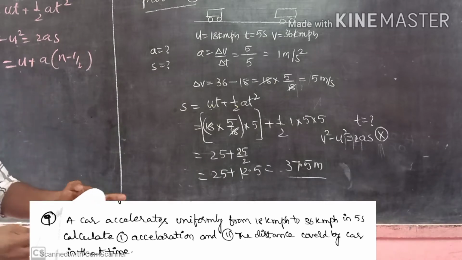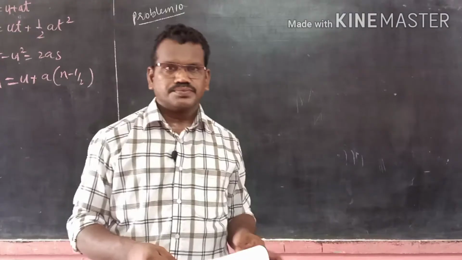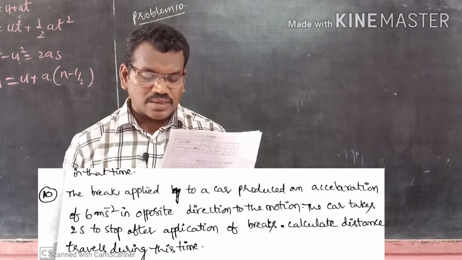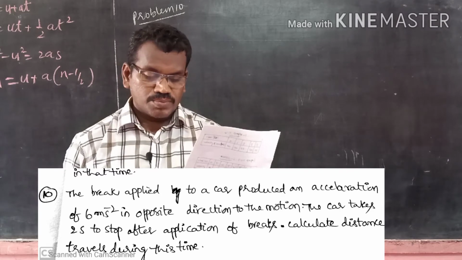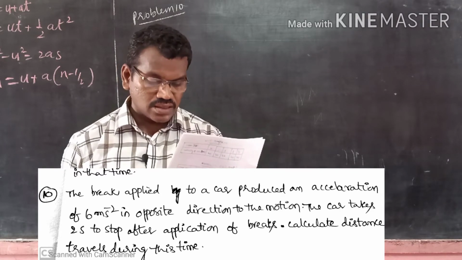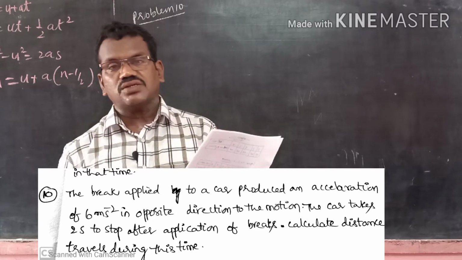Let us go for problem number 10. Now see problem number 10. A brake is applied to a car, producing an acceleration of 6 meter per second square in the opposite direction to the motion.